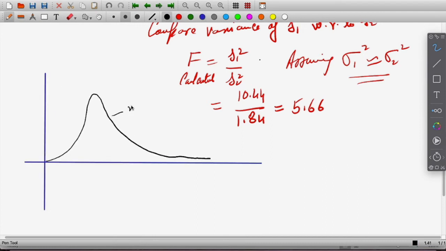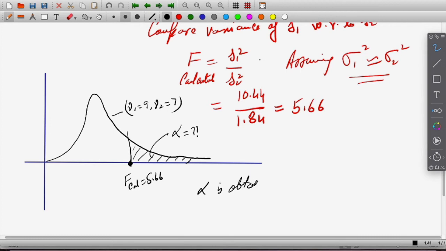Now if we have to draw the F distribution for a particular value of nu1 as 9 and nu2 as 7, this is the combination. So F comes somewhere here. For example, this is F calculated equal to 5.66. So what is the value of alpha? We have to see what this is. Alpha is obtained from tables of F distribution.